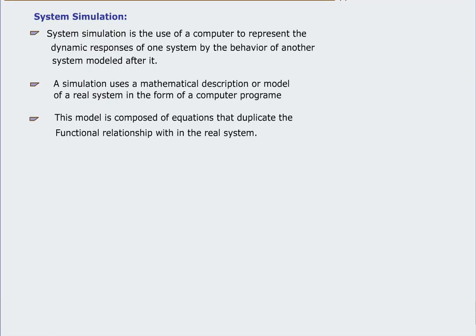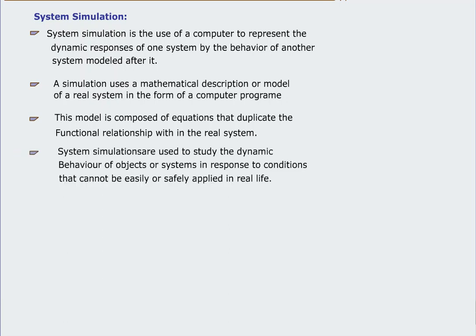When the program is run, the resulting mathematical model forms a similar behavior of the real system with the results presented in the form of data. A simulation can also take the form of a computer graphics image that represents dynamic processes in an animated sequence. System simulations are used to study the dynamic behavior of objects or systems in response to conditions that cannot be easily or safely applied in real life.